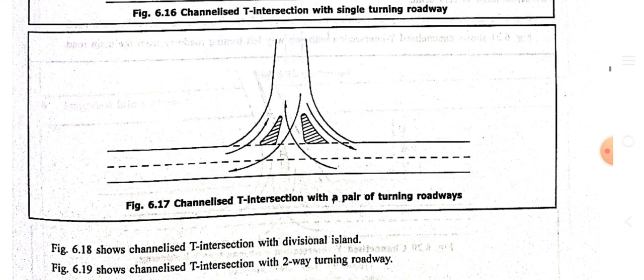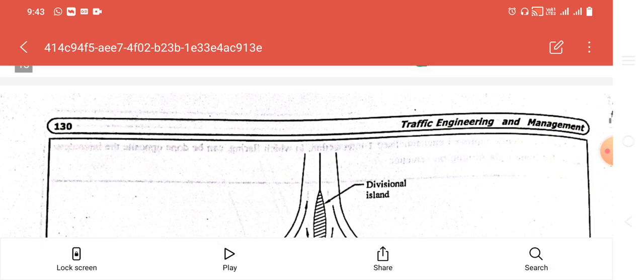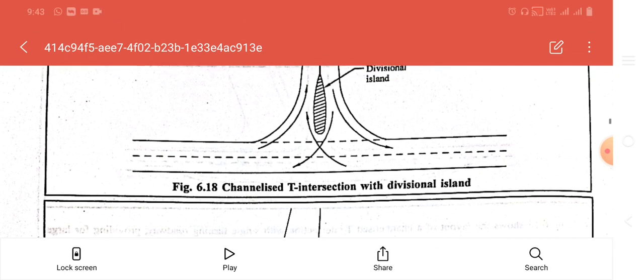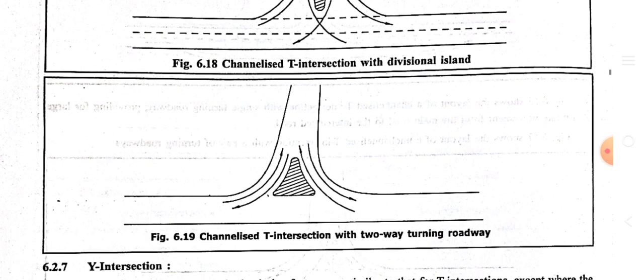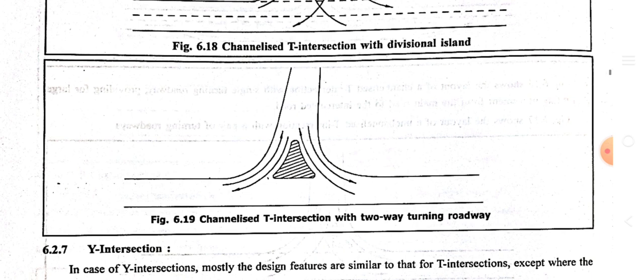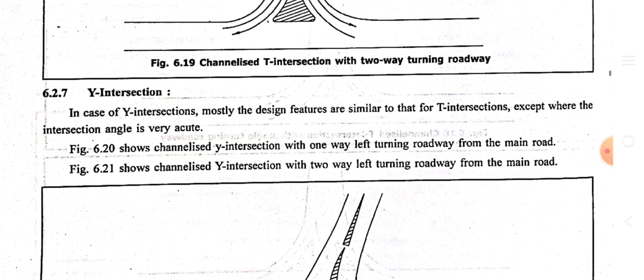Figure 6.17 shows the channelized T section with a pair of turning roadways provided. And 6.18 shows the divisional island provided at the intersection point. And 6.19 shows the T channelized with a two-way turning road provided. Here a triangle shaped island is provided.